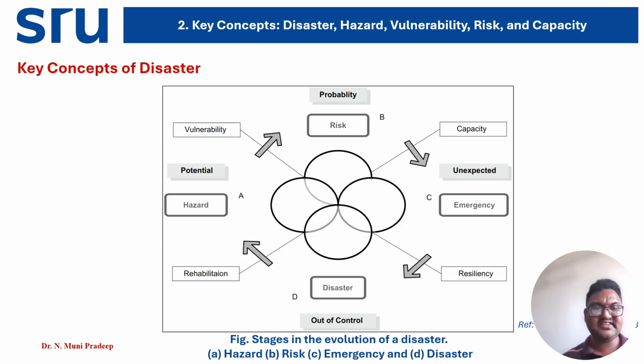Now, the second one is risk. At this stage, the hazard is now interacting with a community that has some level of vulnerability and exposure. So the potential for harm exists. So here risk means there is a chance of harm. This is the second opportunity for intervention, through risk assessment, early warning systems, community preparedness, and training.